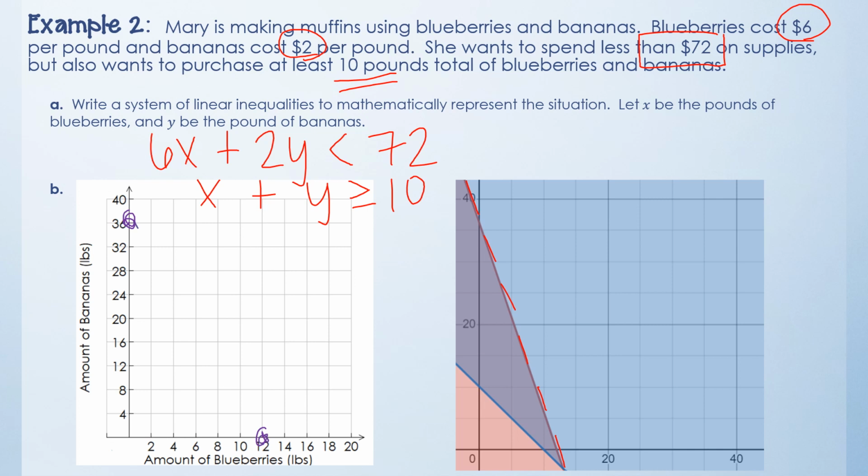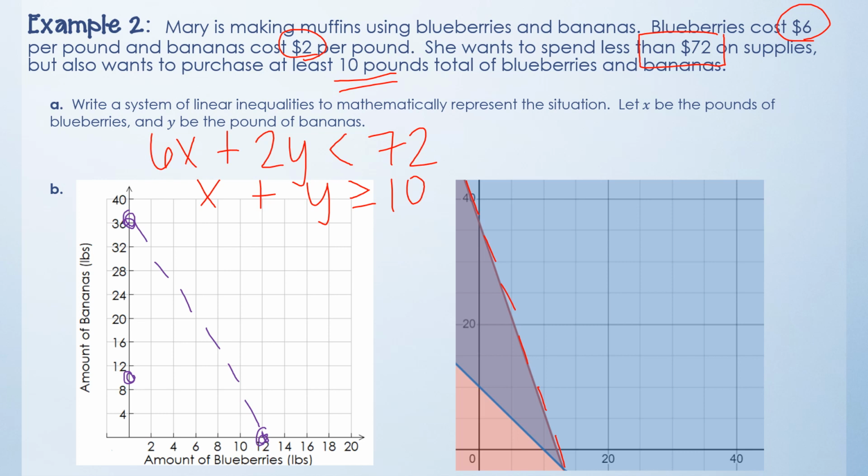And again, this should be a dashed line. Okay, and then for the second inequality, the x-intercept and the y-intercept are both at 10. So look at your scale. It's going by 4s, so we have to think about where 10 would fall. 10 would be halfway between 8 and 12. So we can put a point here.